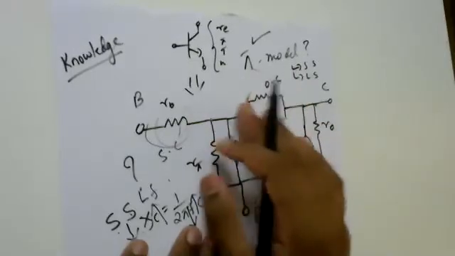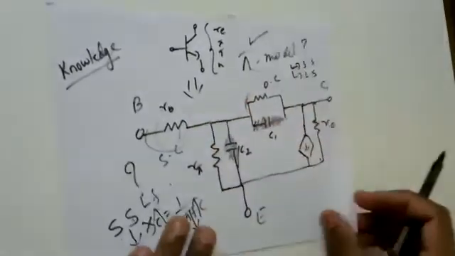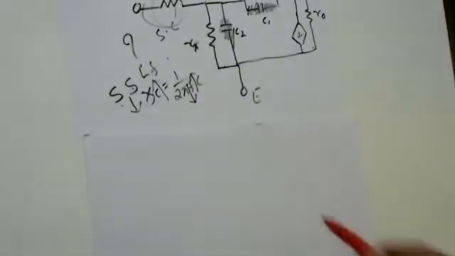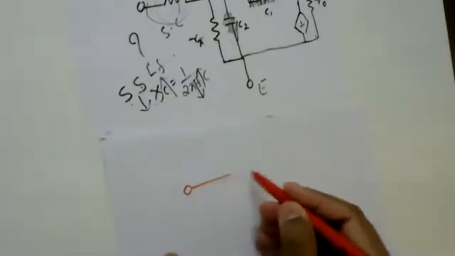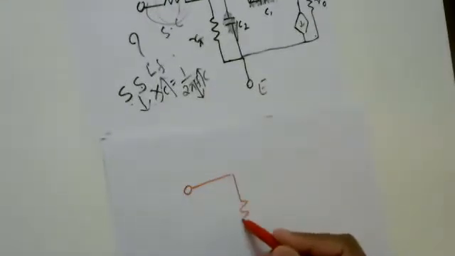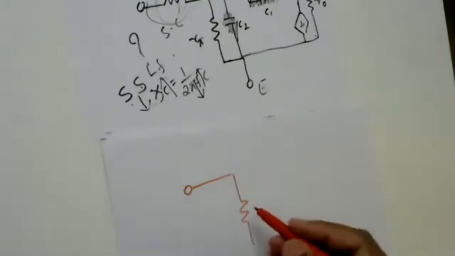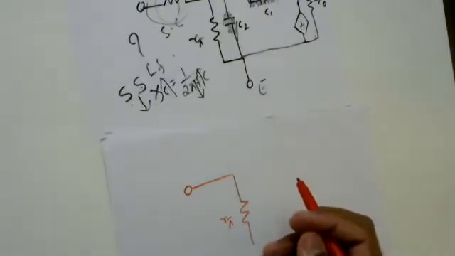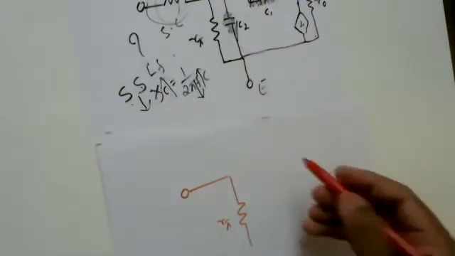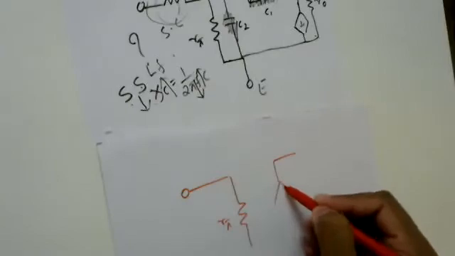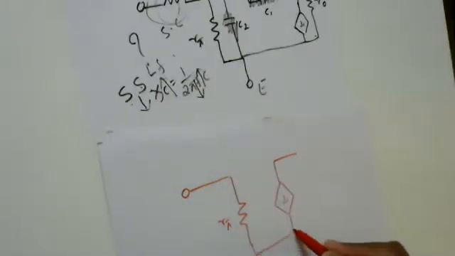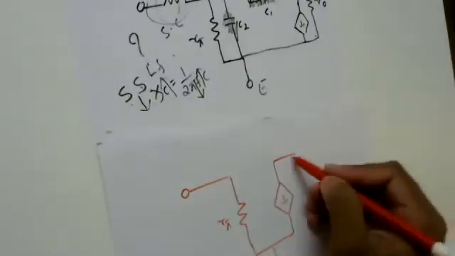This is the actual simplification I'm making, and I'm migrating myself into a circuit wherein I'll have just the base terminal, then the resistance between your base and emitter, which we call R pi, followed by a current source shown here, and my emitter terminal.